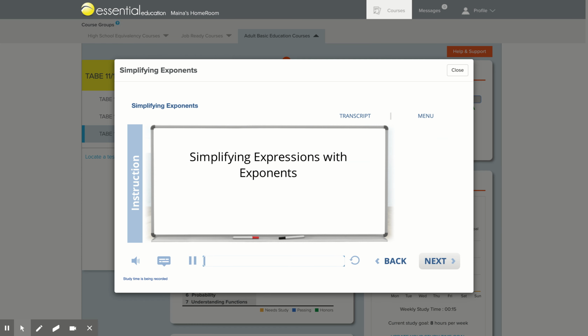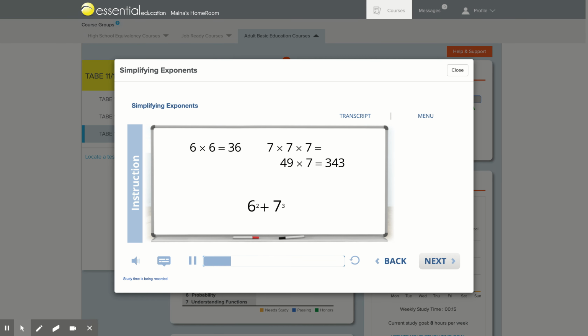Now that you know about powers and exponents, you're ready to use them to simplify expressions. Here's an example. 6 squared plus 7 to the 3rd power. Simplify the exponents first, then add. 6 squared is 6 times 6, which is 36. 7 to the 3rd power is 7 times 7 times 7, which is equal to 49 times 7, which is 343. Now you can add. 36 plus 343 is 379.